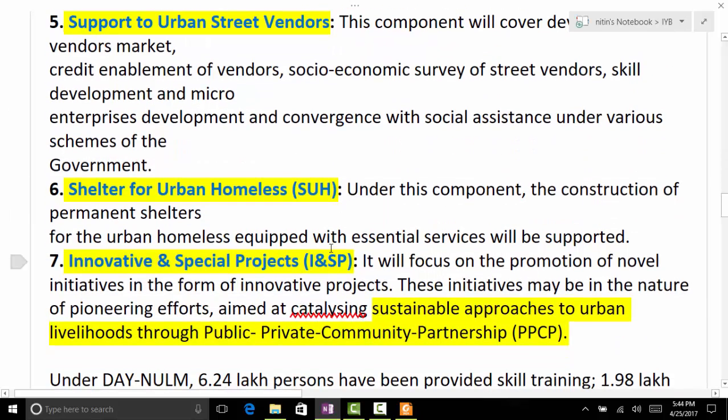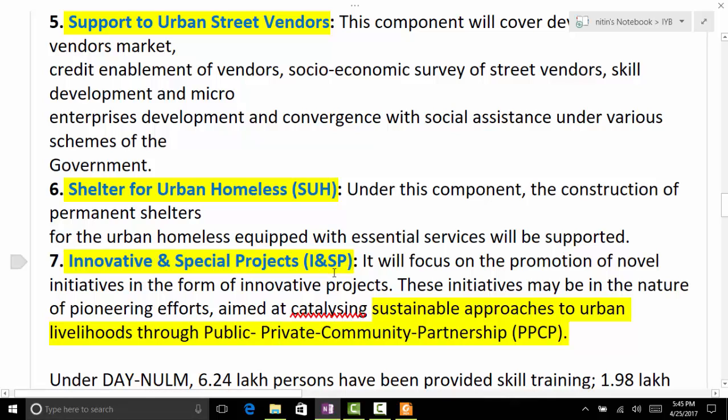Shelter for urban homeless. So shelters will be given to the homeless people, urban homeless, with essential services. It is not that you build a house and just hand it over. That should be equipped with the basic essential services: sanitation, water, electricity and all.